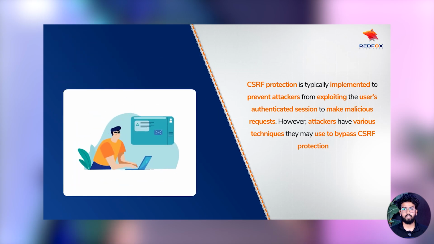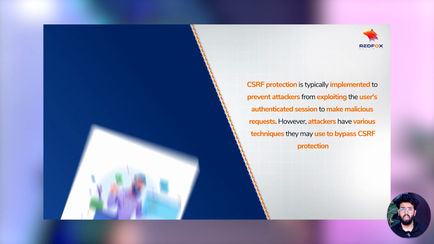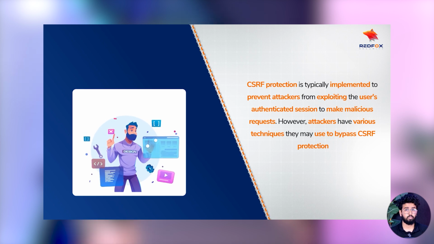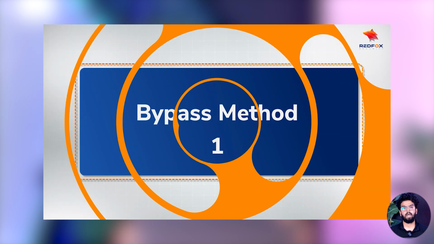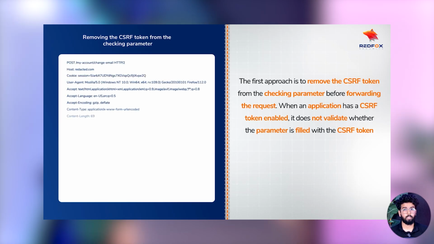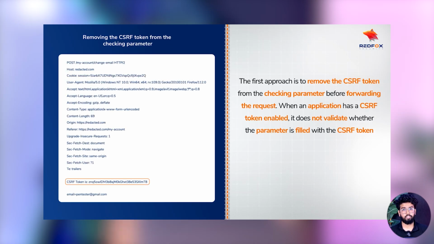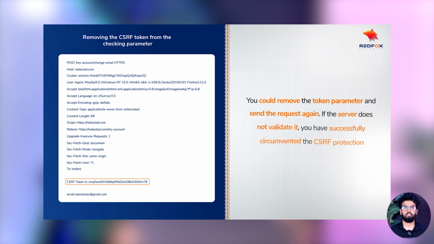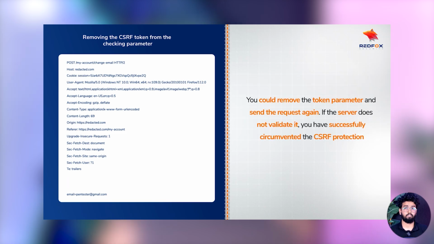Bypassing CSRF protection. Now, CSRF protection is typically implemented to prevent attackers from exploiting the user's authenticated session to make malicious requests. However, attackers have various techniques they may use to bypass CSRF protection. Bypass method 1. The first approach is to remove the CSRF token from the checking parameter before forwarding the request. When an application has a CSRF token enabled, it may not validate whether the parameter is filled with the CSRF token. You could remove the token parameter and send the request again. If the server does not validate it, you have successfully circumvented the CSRF protection.